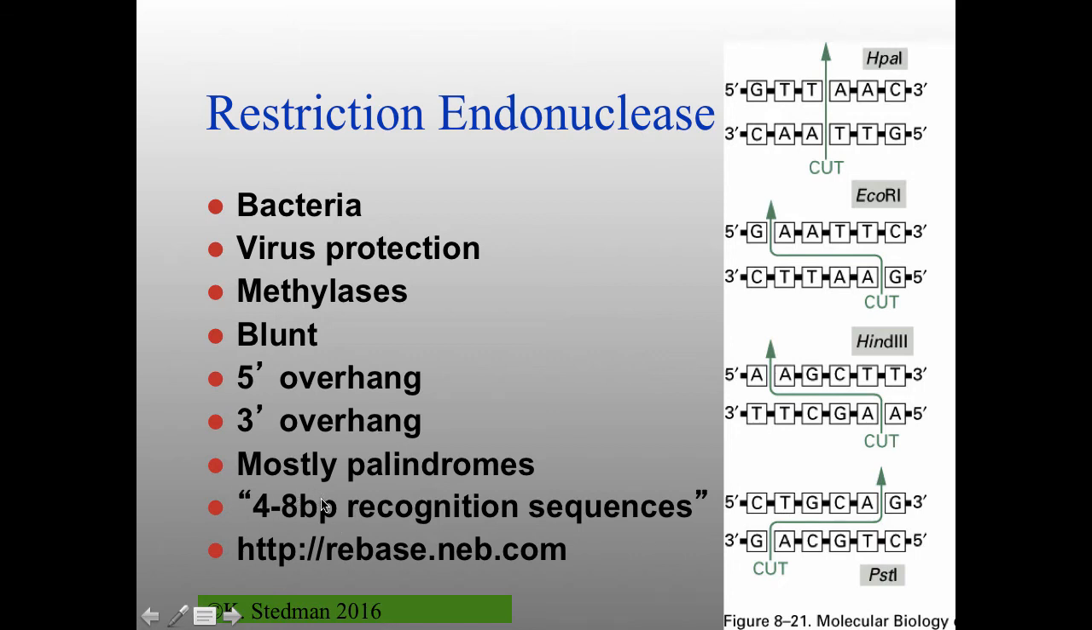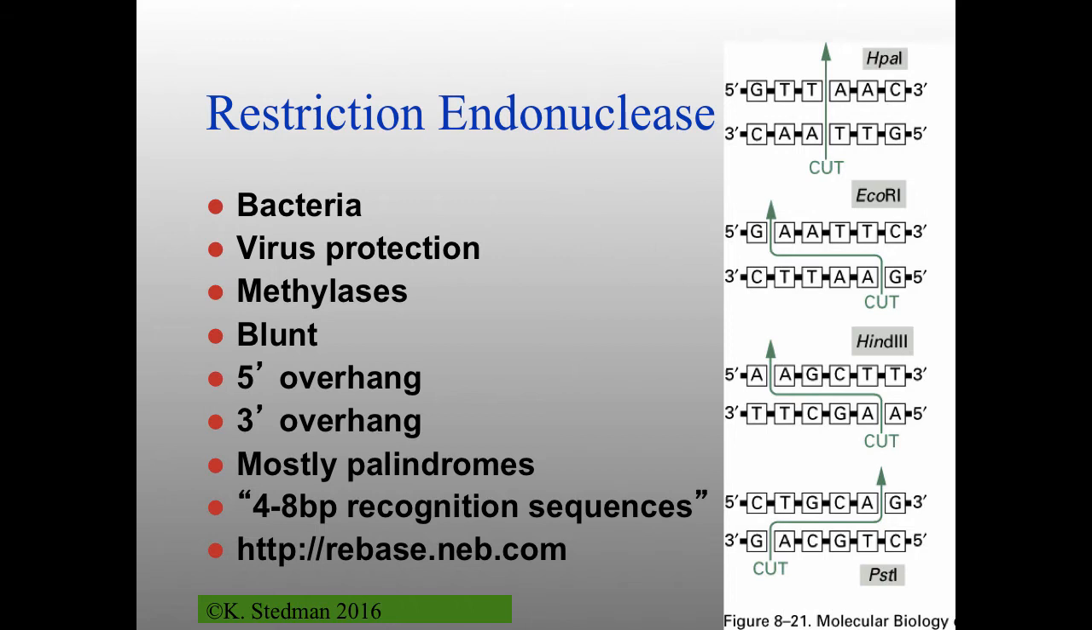A number of companies have been formed to sell these because they're incredibly useful. New England Biolabs is probably the best known, one of the very first ones to start doing this. It has a great database on all these different restriction endonucleases. I think they've got something like 500 different ones here. They all cut slightly different sequences and are extremely useful for recombinant DNA techniques.